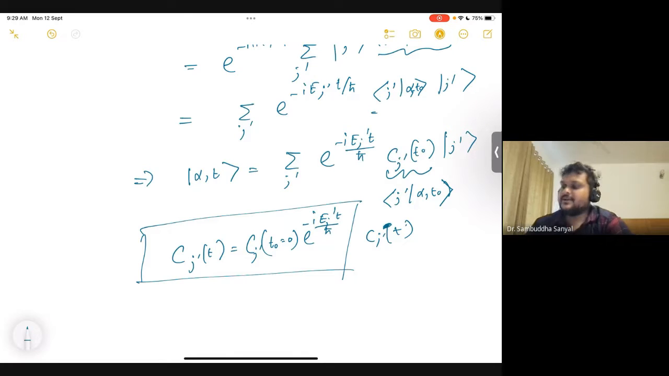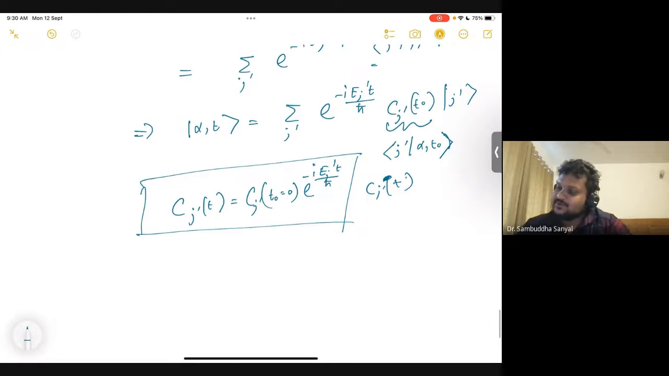So I told you that we need to find the relation between Ca prime T and Ca prime T naught. This is the relation that connects these two, and it is trivial to check that it must satisfy not only this mod square, it will also satisfy the sum of mod square. So what is the important difference between these two states? The whole difference comes in this.